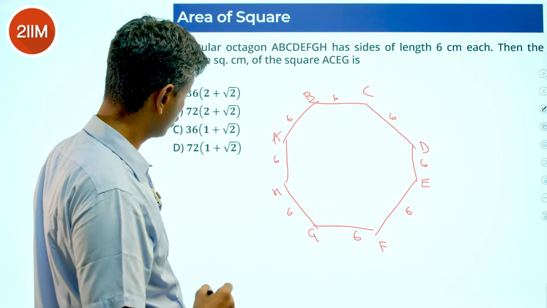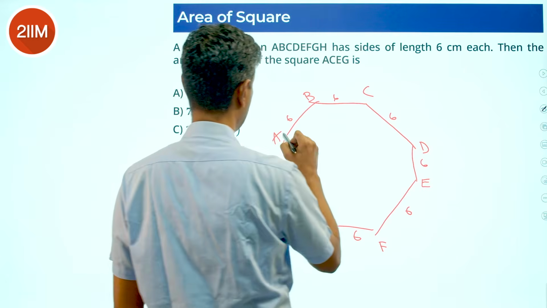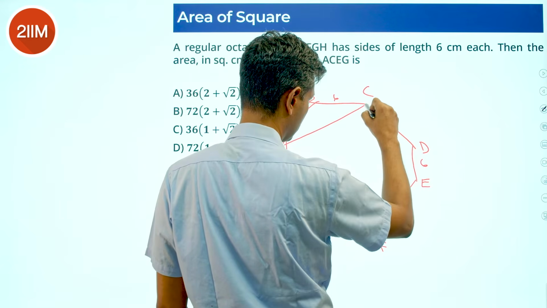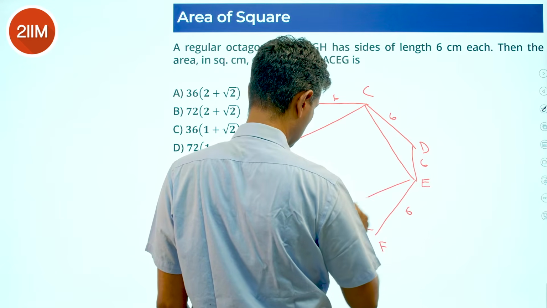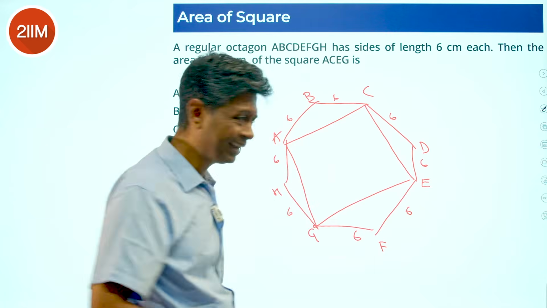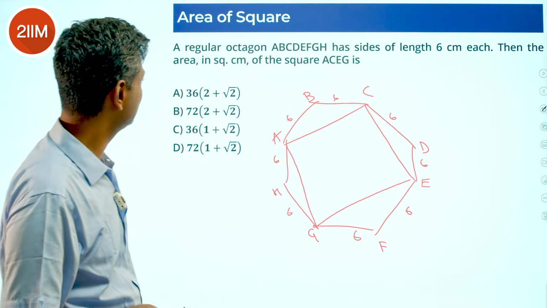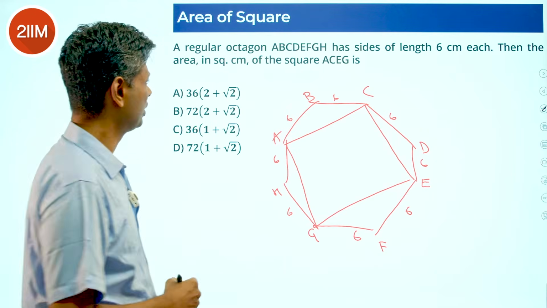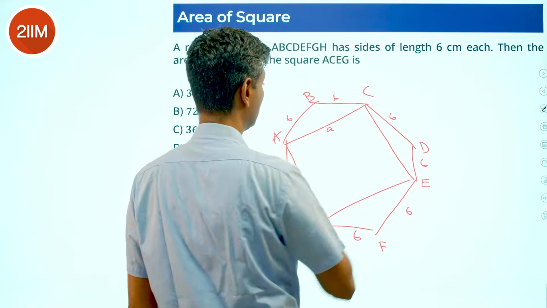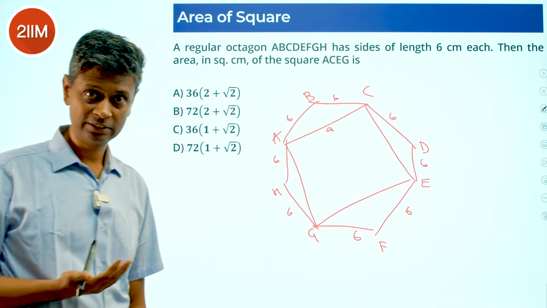Then the area of square ACEG. In my diagram, it kind of looks like a square, which is nice. Whatever this is, we need to find that. Right? So if we find this, we are through. A square is our answer. How do we find this?